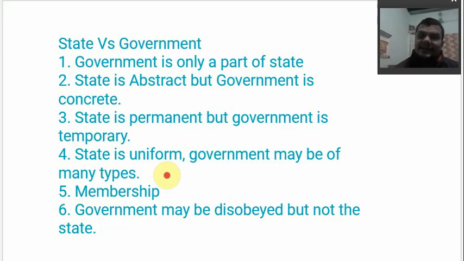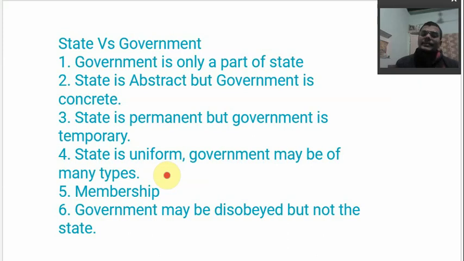In Israel, there is proportionate representation where you do not get your seat because you win a seat. You only get seats according to, and in the proportion of, how many votes you get. So it's a different kind of government in different kinds of states. But the uniformity of the state is permanent, but the governments may be of many types.